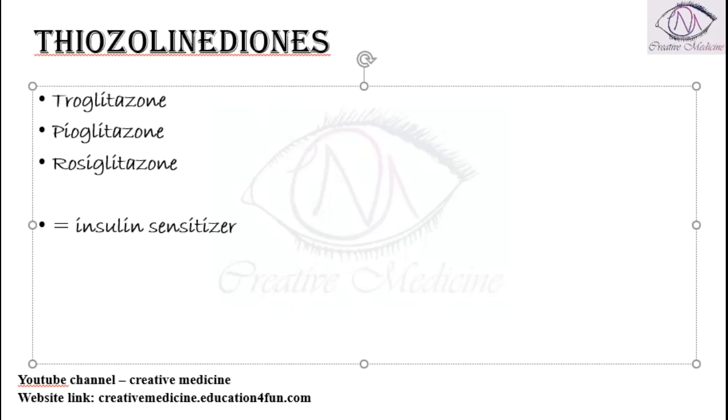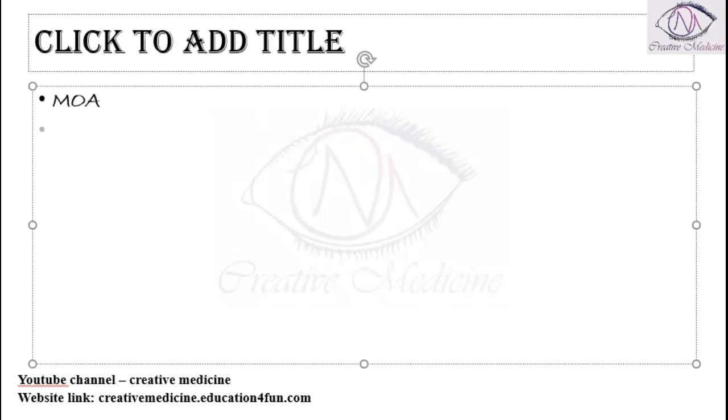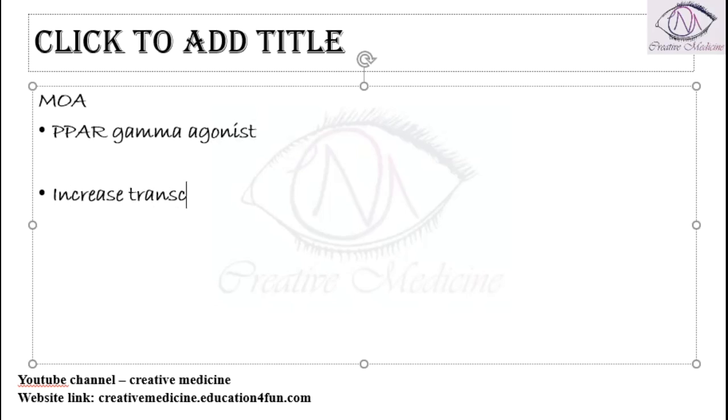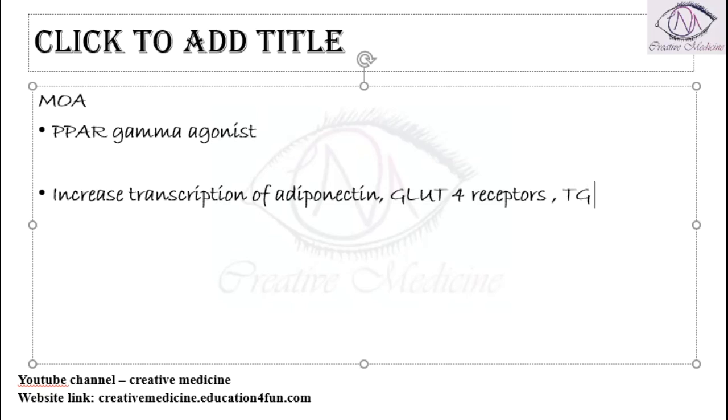So what is the mechanism of action of thiazolidinediones? They are PPAR gamma agonists, and thus they increase the transcription of certain factors. They increase the transcription of adiponectin. They also increase the transcription of GLUT4 receptors and triglyceride receptors, and thus they act on insulin responsiveness.